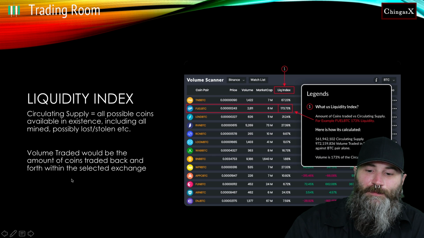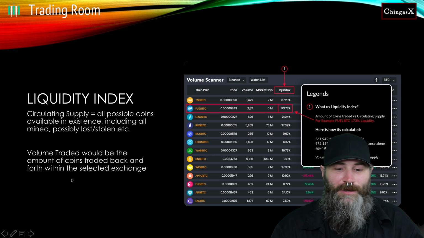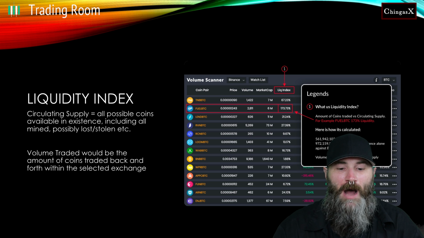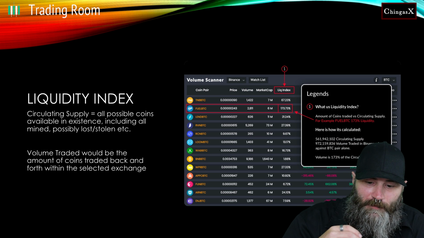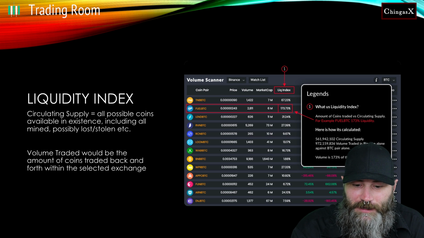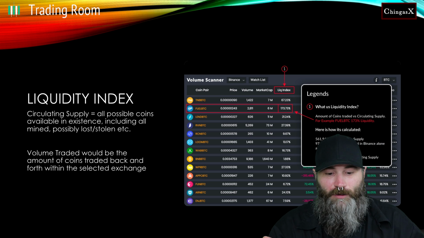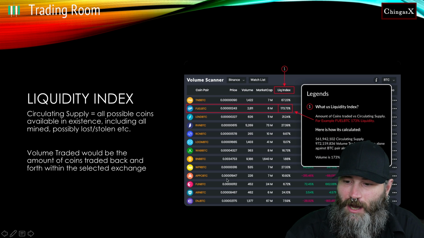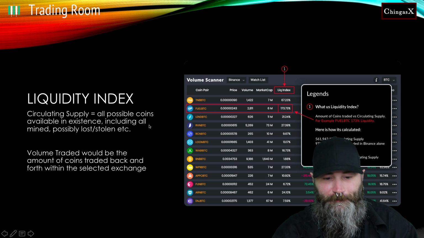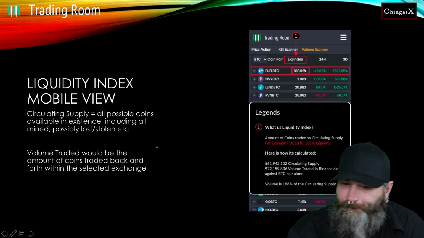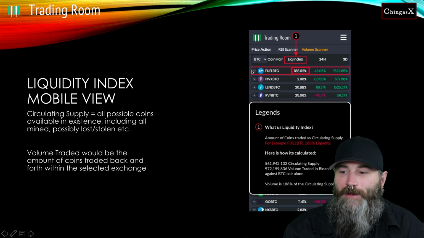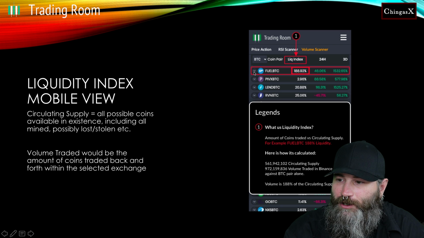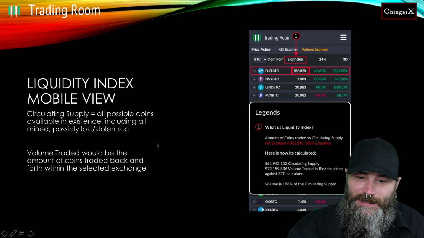So circulation supply is all possible coins available in existence, including all mined, possibly lost, or stolen. Volume traded would be the amount of coins traded back and forth within the selected exchange within this particular pairing. Now on the mobile, you'll be able to see all the key points here, and plus you'll have that little arrow there for all the additional information. It'll all be right there for you, very easy to see.